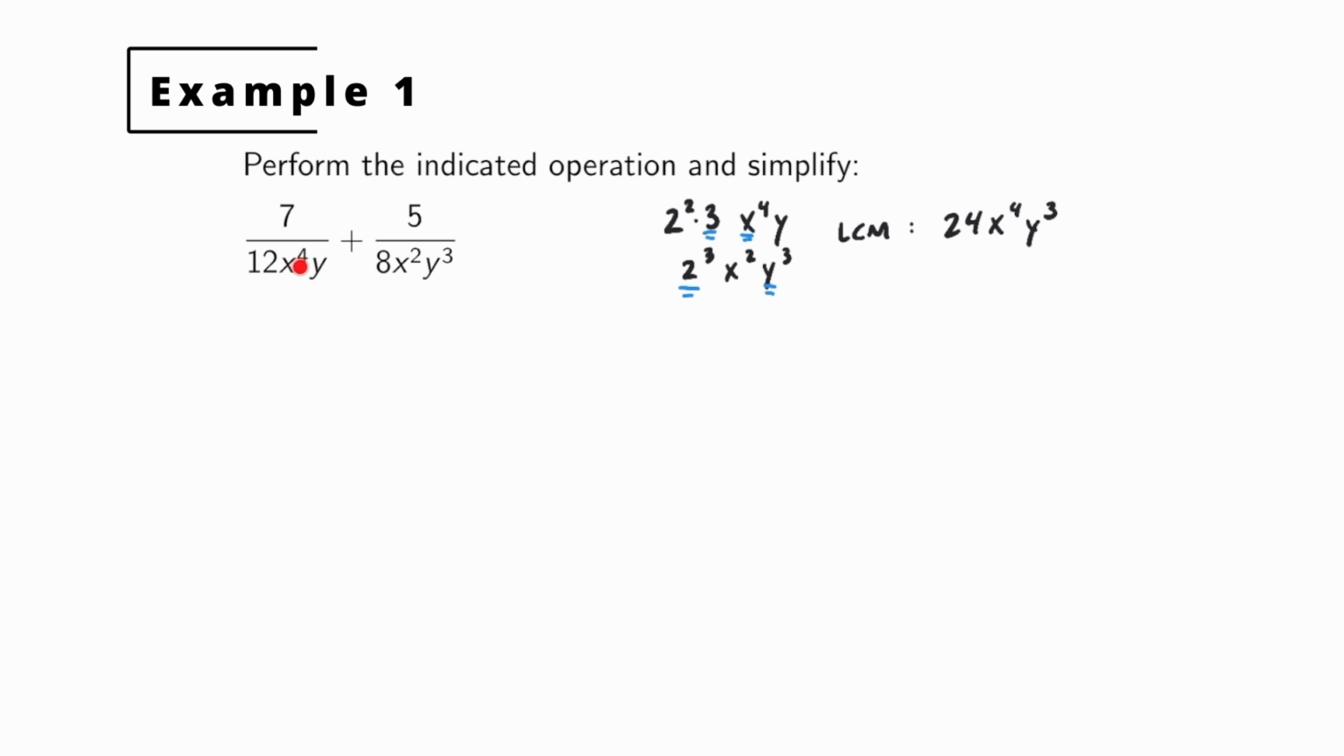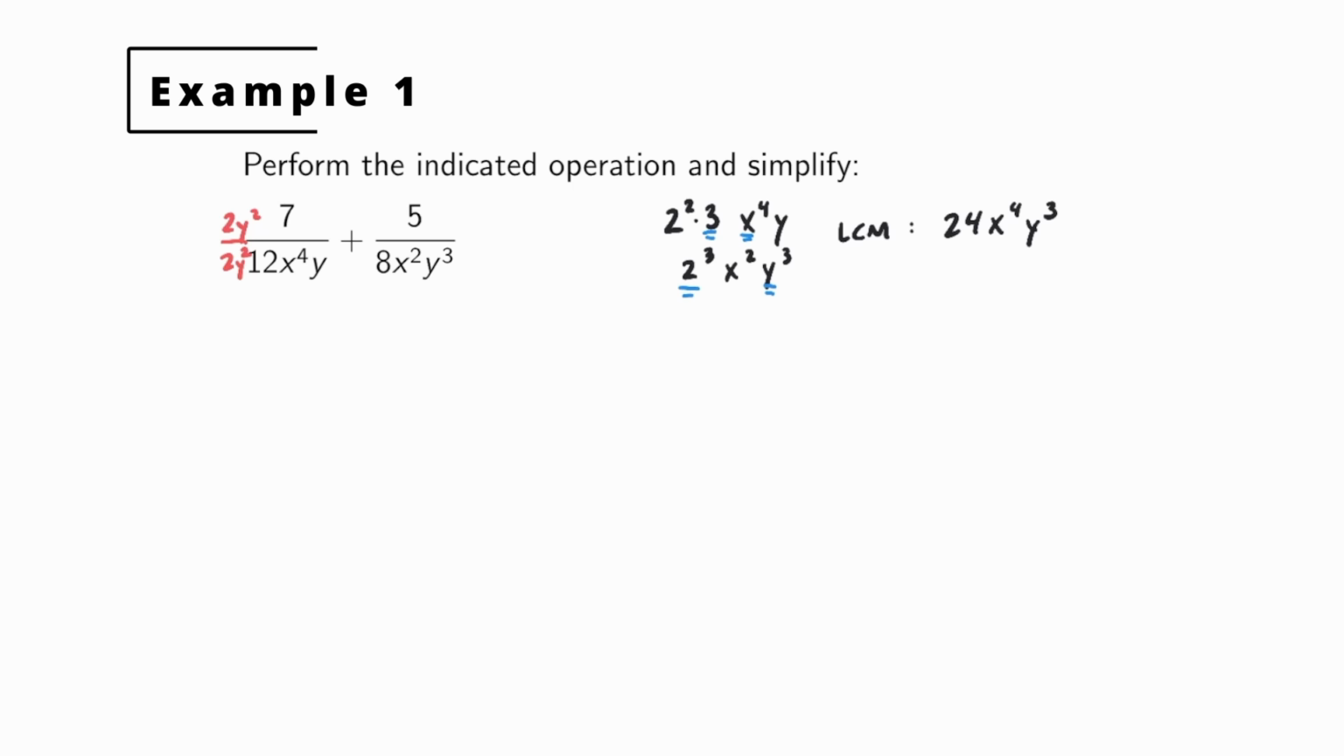Now I need to multiply. So you notice that we're missing factors here that are here. So we need to multiply the numerator and denominator of each one of these rational expressions by the missing factors. So for instance, for the 7 over 12x to the fourth y, I'm missing a factor of 2, right? 12 times 2 will give me 24, and I'm missing a factor of y squared. So I'm going to multiply the numerator and denominator by 2y squared, right? I need to multiply by 1. I cannot multiply by anything other than 1, as that would change the expression.